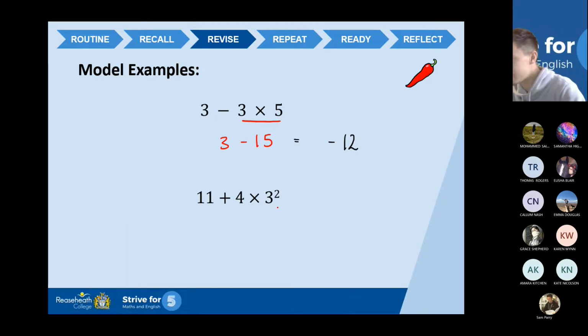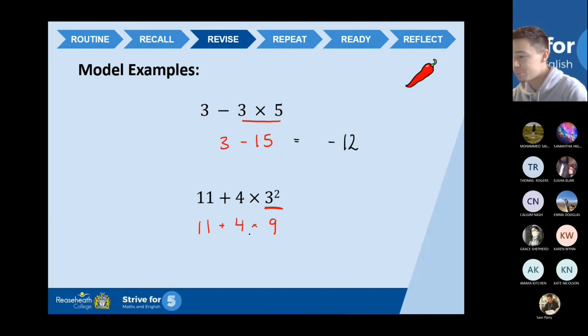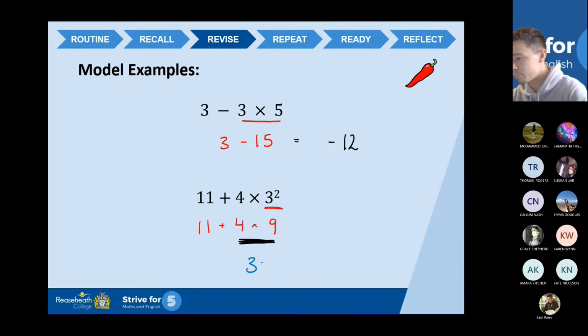Okay, so once again, let's have a look at it. Are there any brackets? No, there's an indice though. So I'm going to do 3 squared. So 3 times 3 is 9. And then you'll notice, guys, look what I do. I bring the rest of the question down, and then I focus on what else is important. What else do I need to do next? Well, 4 times 9, that's the important bit. That's BIDMAS. That's what I need to do next. So 4 times 9 is 36. Then I've got to do 11 add 36, which gives me 47.